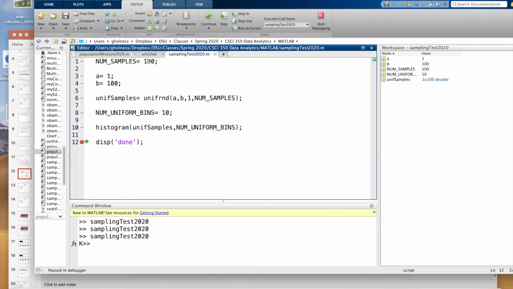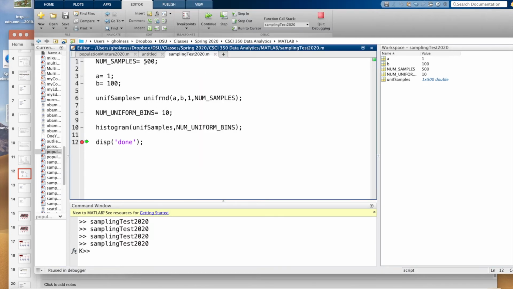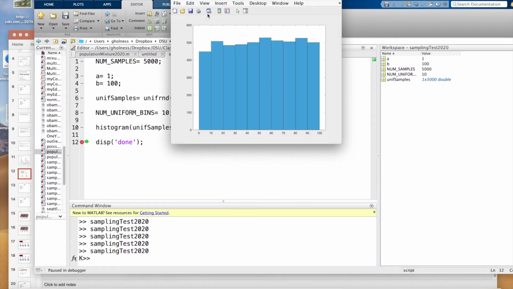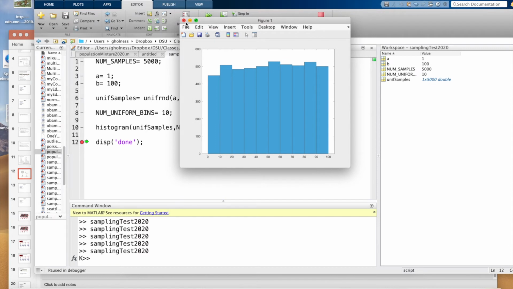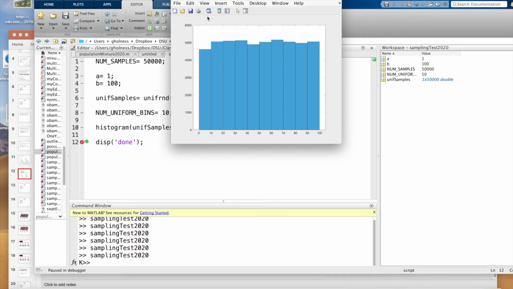Let's see what happens if we increase it fivefold to 500 samples, and let's see what happens there. Okay, so now it seems like it's getting a little bit better. So instead of 500, let's try 5,000, right, tenfold, and let's see what happens. Now you'll notice here it gets closer and closer, right? So we could go to say 50,000, right, from 5,000, and it's going to get closer and closer and closer to being a uniform distribution. Now eventually, as we get higher and higher in the number of samples, the bins are going to get closer and closer to what you would expect from a uniform distribution.